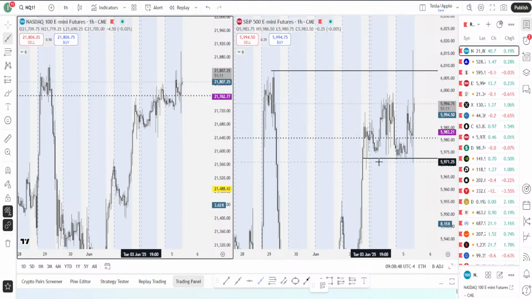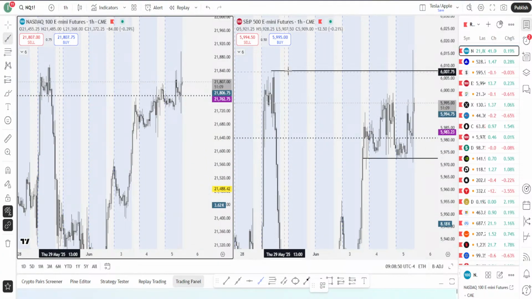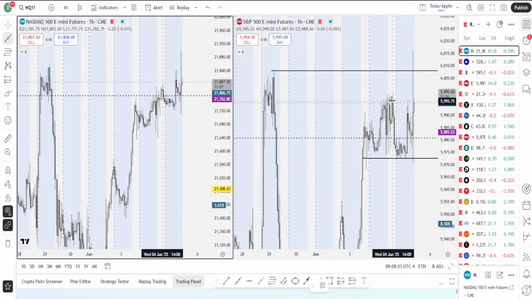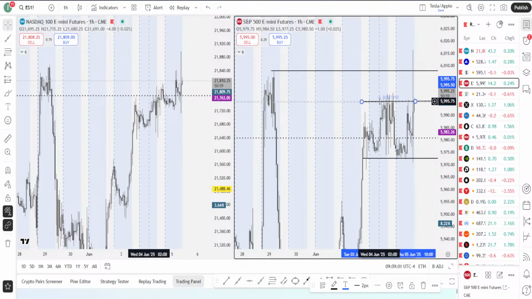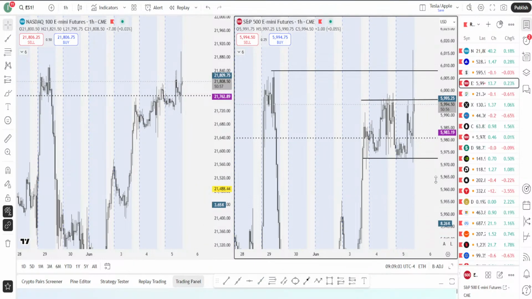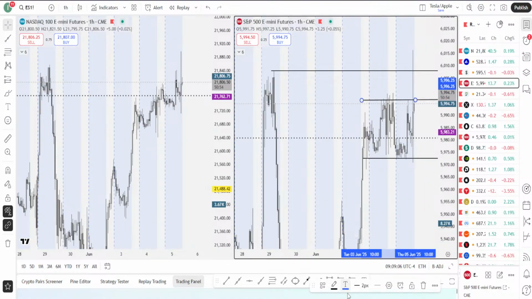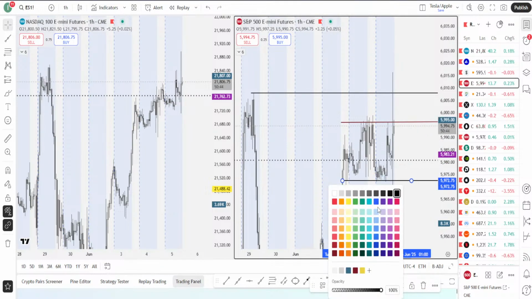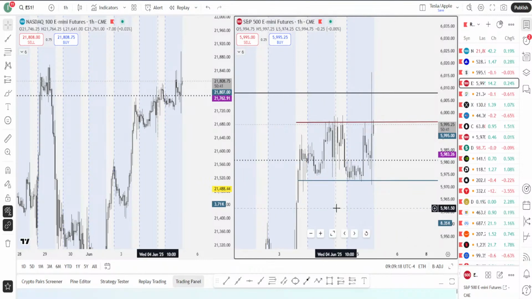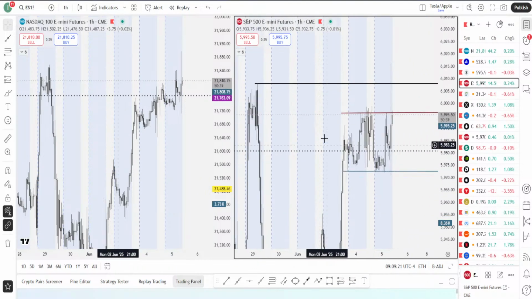We got some support here on ES. We got the nearest resistance here and here as well. We can mark those up. You can change the color if you want. You go ahead and set it up however you like, whatever way makes you comfortable with what you're seeing here.